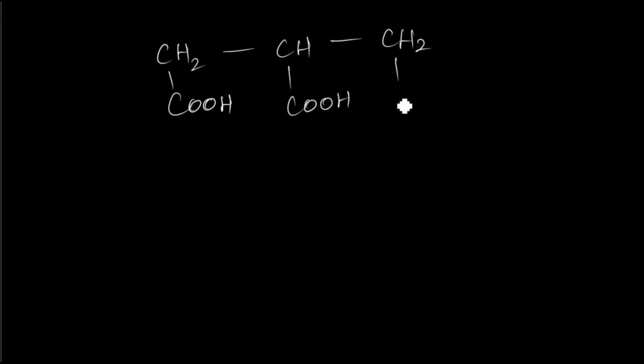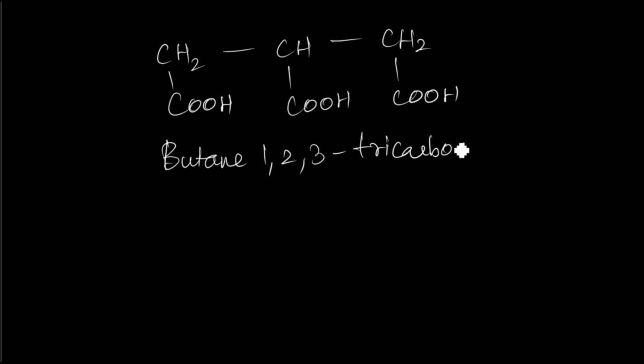Then the second condition we are going to talk about is if a compound has more than 2 like groups, then the functional groups are treated as principal functional groups. A simple example is CH2COOH, CHCOOH, CH2COOH. How will you name it? Butane-1,2,3-tricarboxylic acid. Correct? This is an important question which was asked in previous year papers.